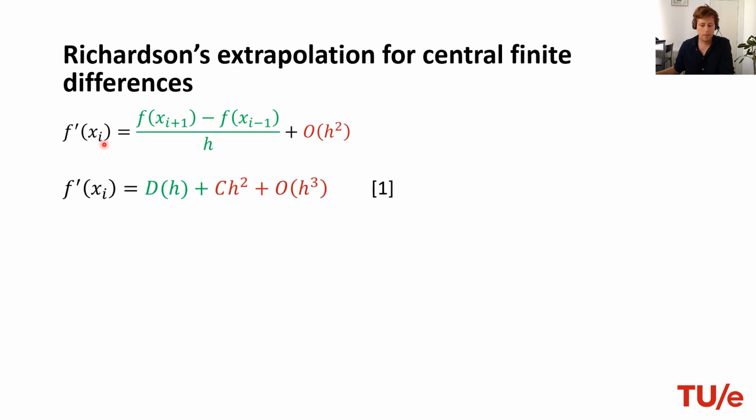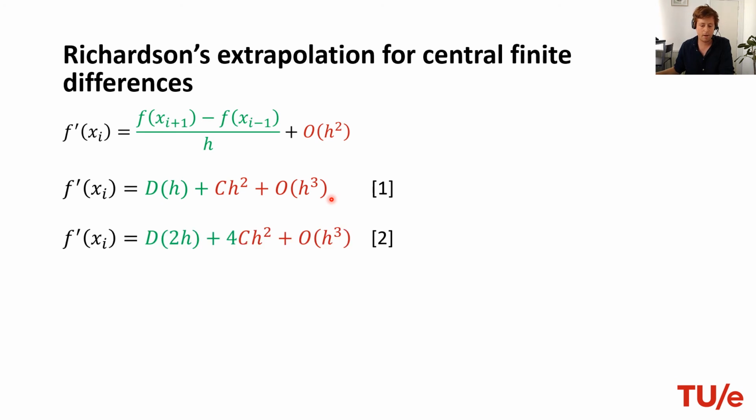Well, again, what we do is we say that this is our finite difference function d, which is a function of h, and we expand our truncation error as a constant times this leading order power of h, so a constant times h squared, plus something of order h cubed. So that's our first step.